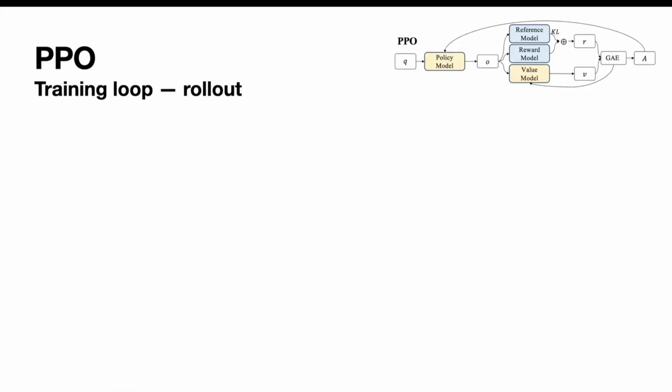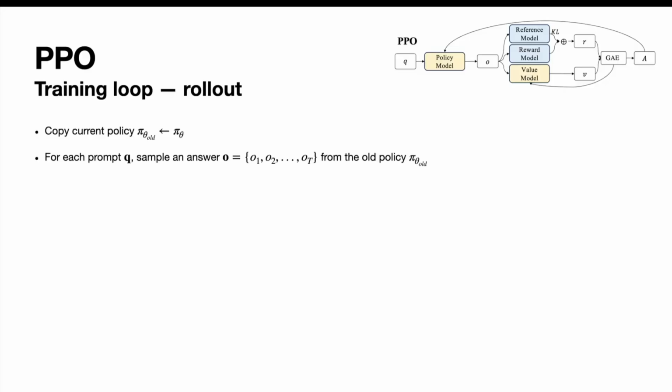Finally, to conclude the PPO section, let's walk through one step of the PPO training loop. First, we copy the current policy pi theta and freeze it as the old policy, pi theta old. Then, for each prompt q, we sample an answer o from the old policy. This answer is a sequence of generated tokens, o1, o2, and so on up to oT. Next, we compute the reward model score for the complete answer, r_phi of q and o. This gives us one scalar reward score for the full response.